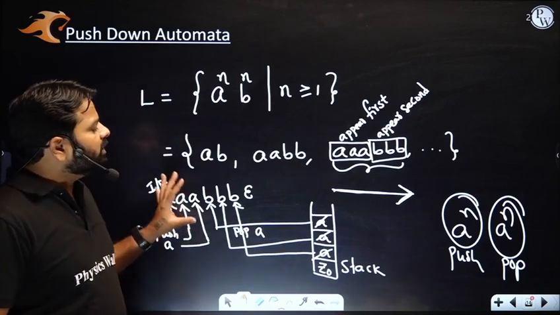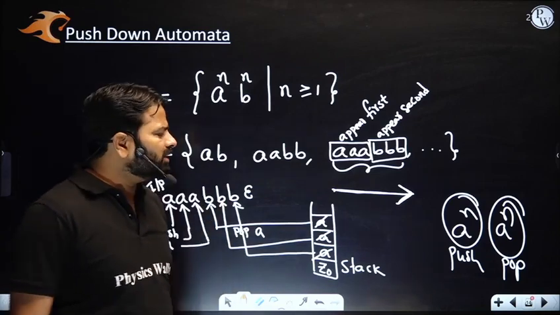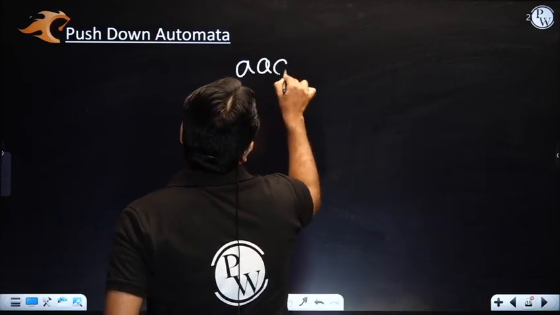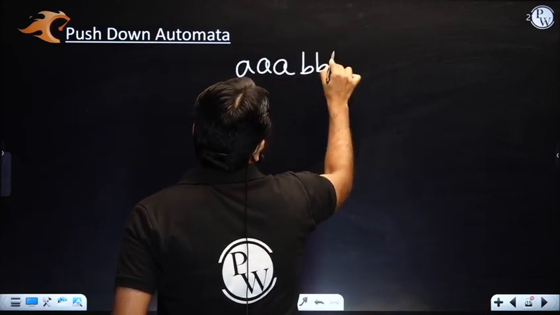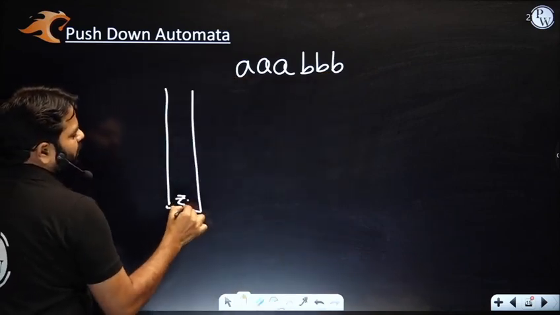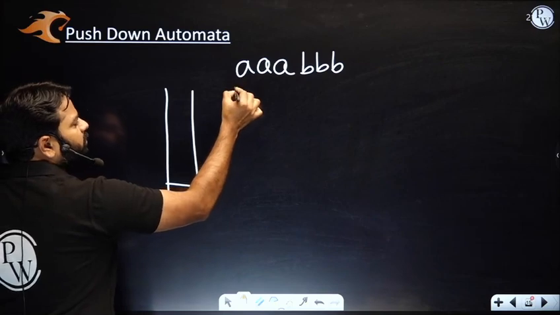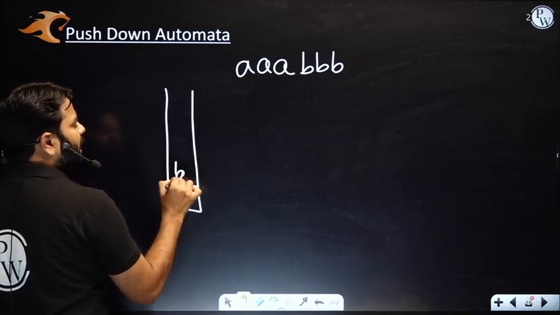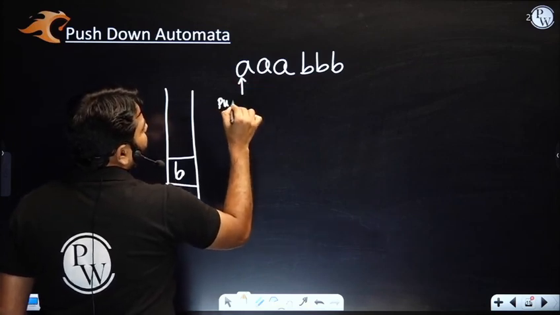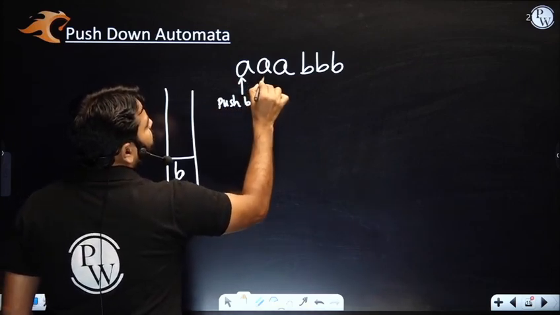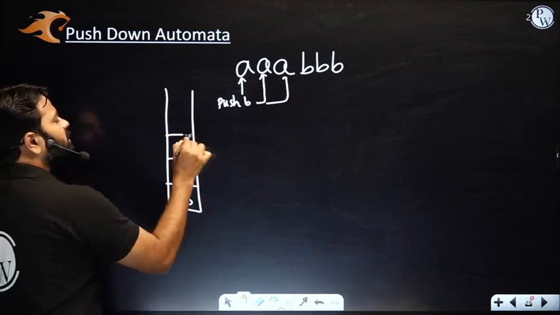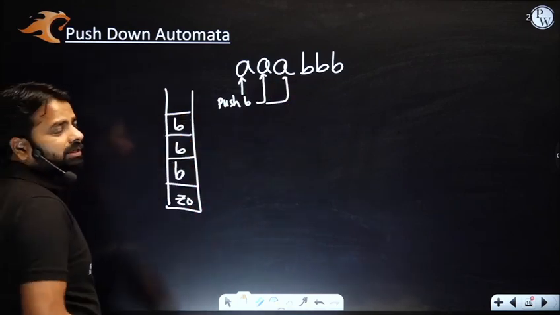Okay? Now, this is one scenario. Is this the only scenario you have? No, right? Let me help you another way. Suppose I have 3 A's and 3 B's. Initially, the stack has Z naught. Now, for the first A, push. But this time, I push B. That means, for this symbol, I can also push B. For this symbol also, I can push B. For all the A's, I can push B's.